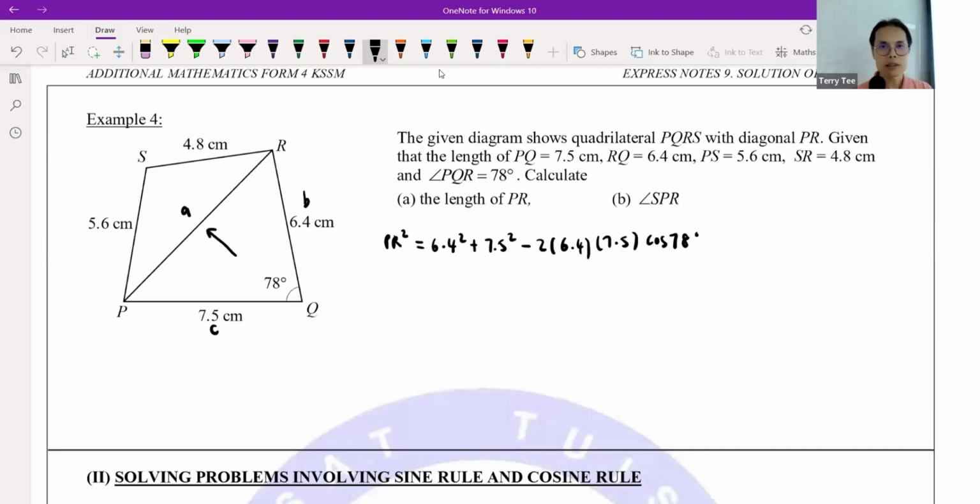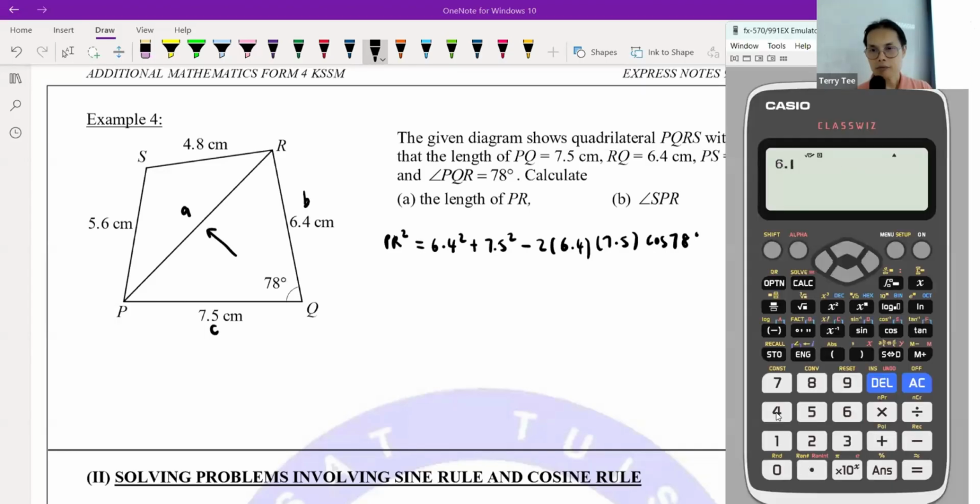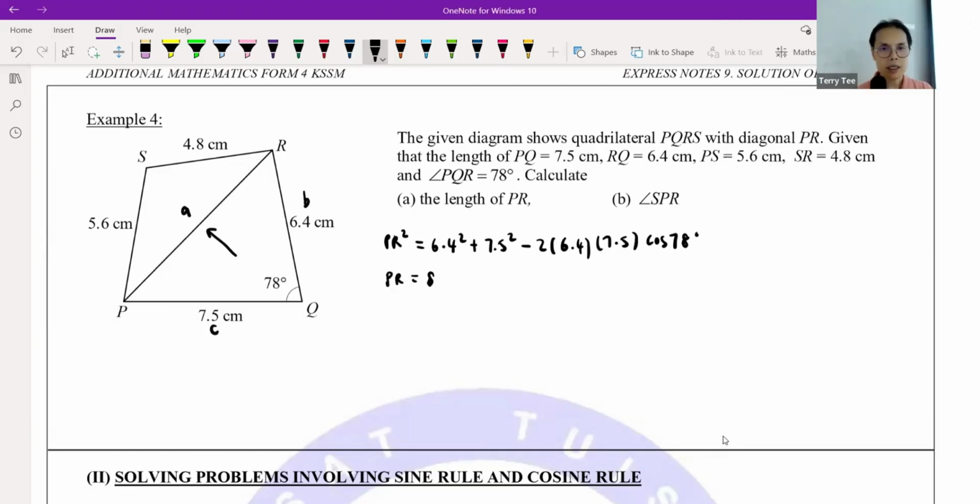Okay, so use your calculator. 6.4 square plus 7.5 square minus 2 times 6.4 times 7.5 times cos 78. So whatever we get here, square root, answer equals 8.789. PR is 8.789. So now that I know this length is 8.789, next I'm finding angle SPR.